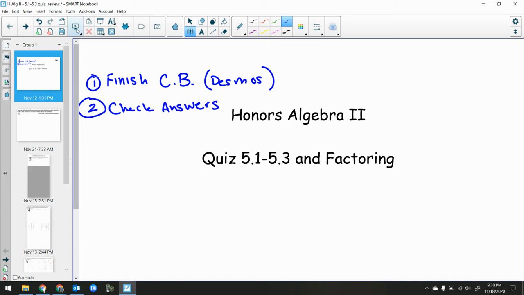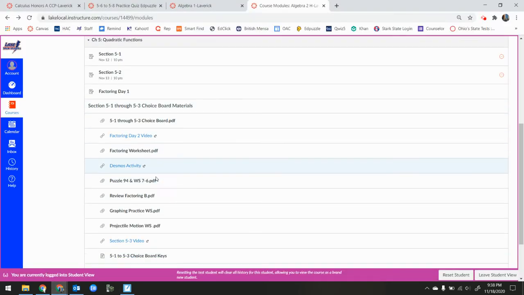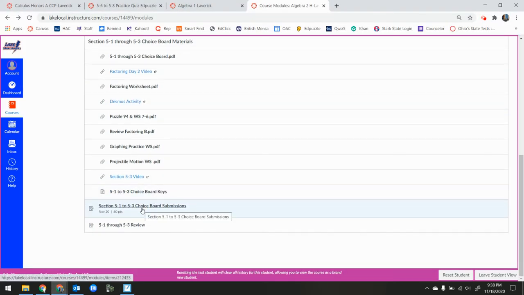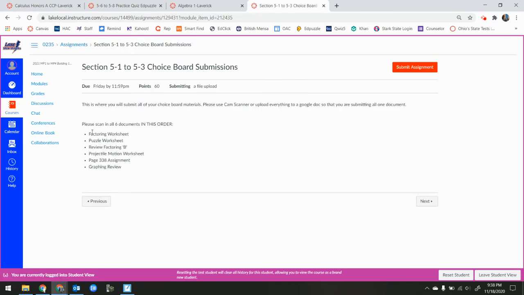The next thing that you should be doing is submitting your choice board stuff. When you go to submit it, you're going to submit it right to this assignment here, section 5.1 to 5.3 choice board submissions. Now, I would like everything in this order, please. This is the order that it goes from left to right, top to bottom on the actual choice board. So please submit it in this order. It's easier for me to grade that way.